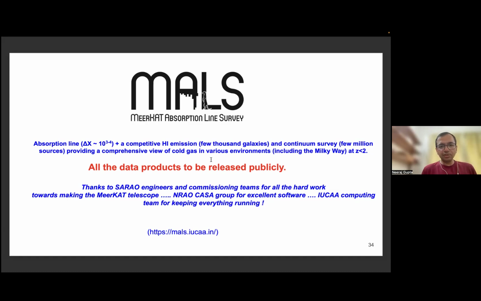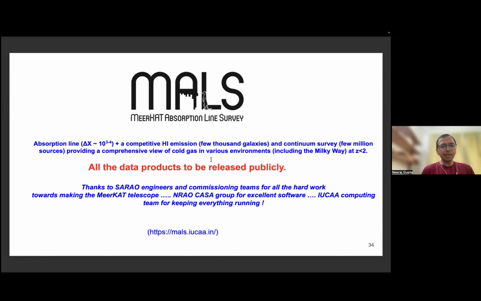And it's also a very competitive H1 emission and radio continuum survey, which I have demonstrated through some of the individual measurements and also the data releases. There are 3 data releases that have already happened, which are available to the public, and about half a dozen will happen over the next few years, corresponding to the L as well as UHF band, and those will also all be public. We will also release calibrated visibility data so that people can do various imaging and non-imaging experiments with these to do a wide range of science.